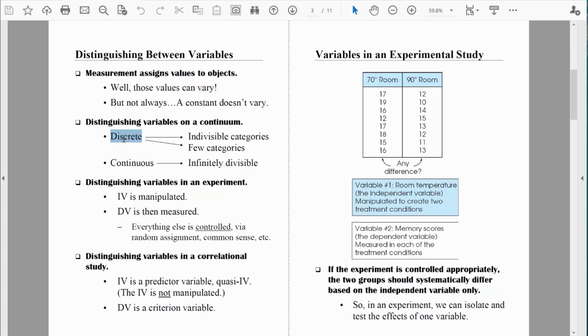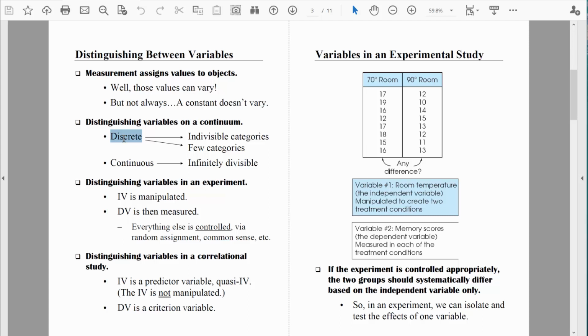Think about if I was measuring the number of times that a person has been married. A person could be married 0 times, 1 time, 2 times, 3 times. We've heard about some people being married 6 times, 7 times. Do you see that when we measure that variable, there's a somewhat limited number of options for responses that we would find? So that's, in general, what I mean by few countable categories. And that example also has indivisible categories because someone's not married 2.5 times.